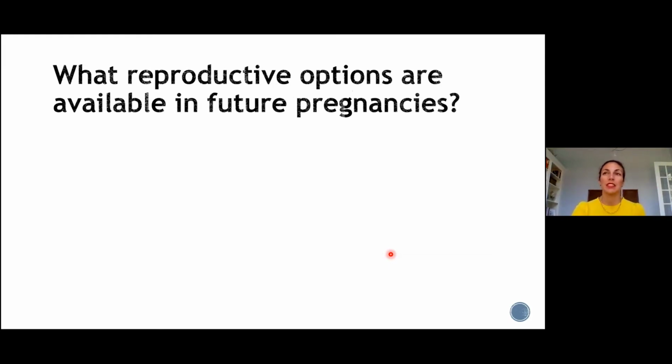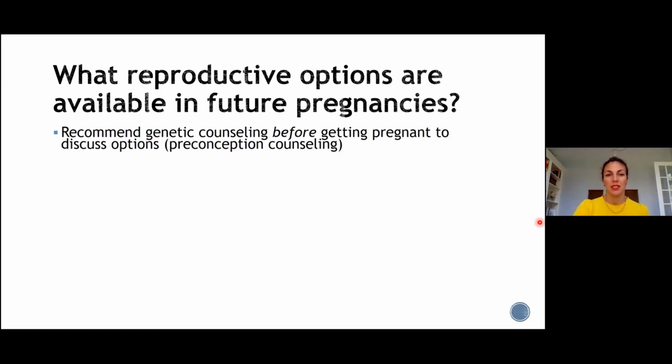So even with that information, you're still wondering, well, what are the reproductive options that are available in future pregnancies? If we decide to have more children, what options are available to us? So I would definitely recommend speaking to a genetic counselor before getting pregnant to discuss the options. This is called preconception counseling.